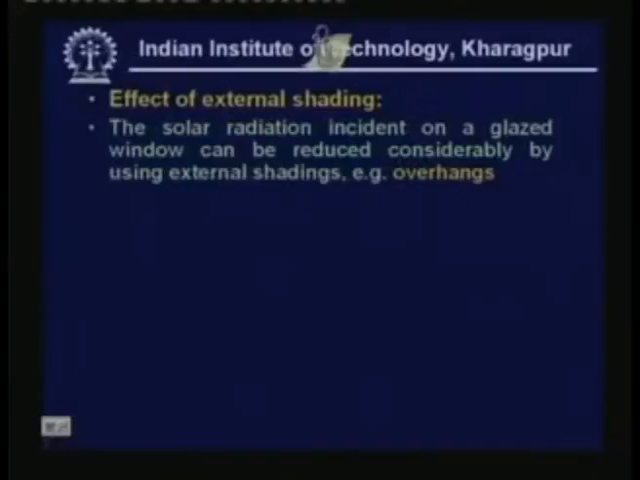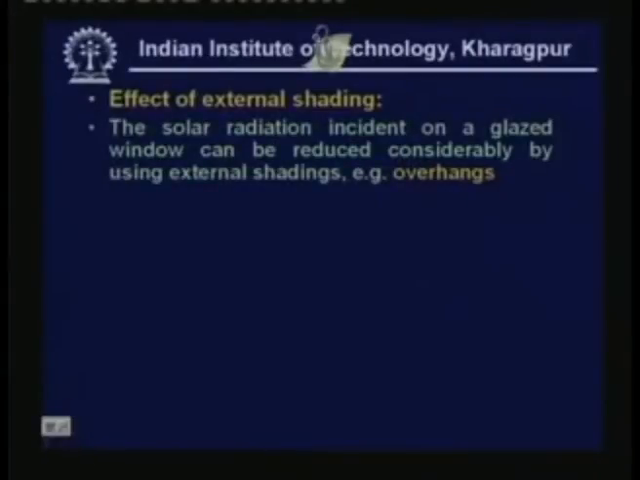This overhang provides external shading. That means not all the area of the window will be exposed to solar radiation. Part of it is exposed and part of it will be in shade. So this will have a bearing on the heat transfer to the building. So let us see what is the effect of this.